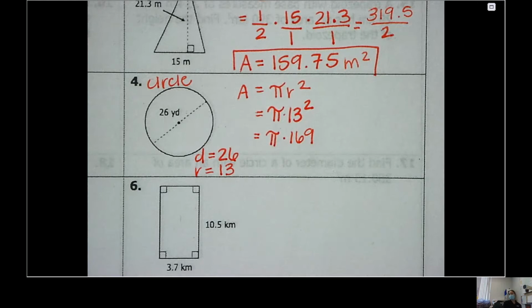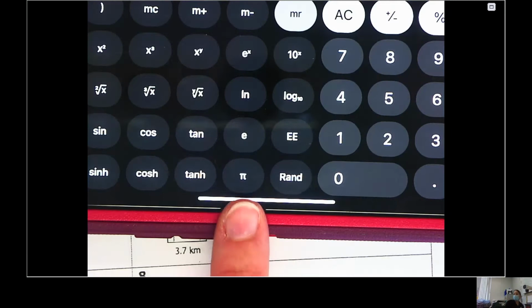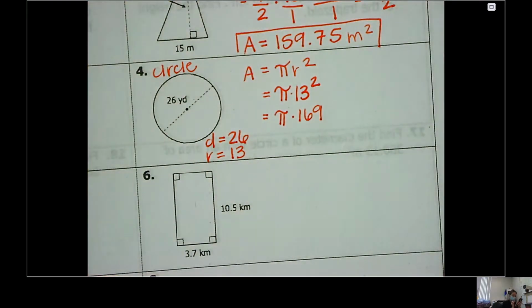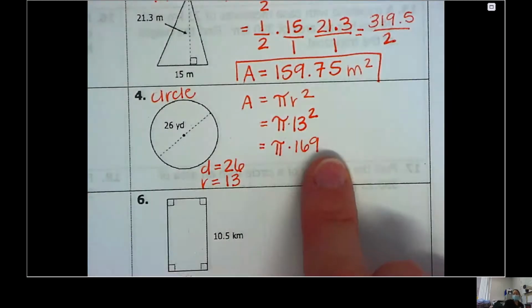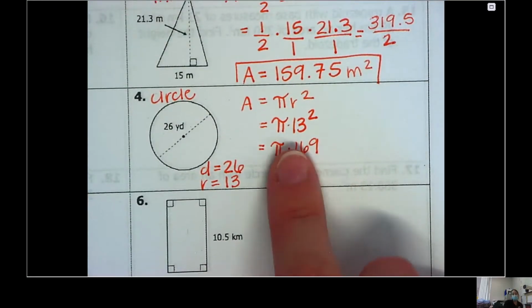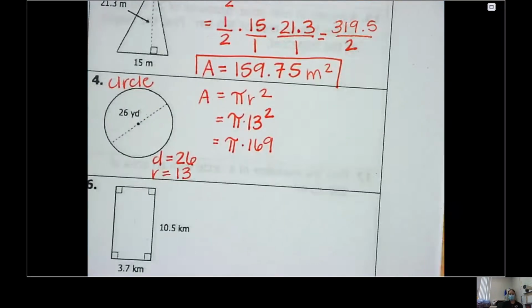Now, you should have a pi button on your calculator. If you're using your phone, you gotta turn it sideways. The pi button is right at the bottom if you're using your phone. If you're using the calculator, where's the pi button? Yep. Thank you. It's this little button down here at the bottom that says EXP. So you can put either pi times 169 into your calculator, or you can put 169 times pi. Doesn't matter. Multiplication is the same forward and backwards. All right, so put it into your calculator.